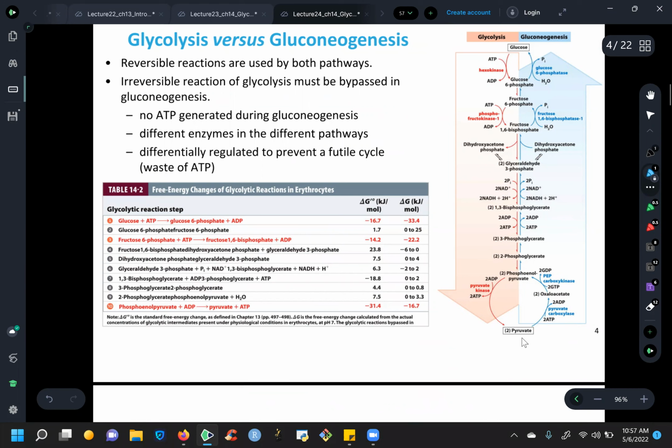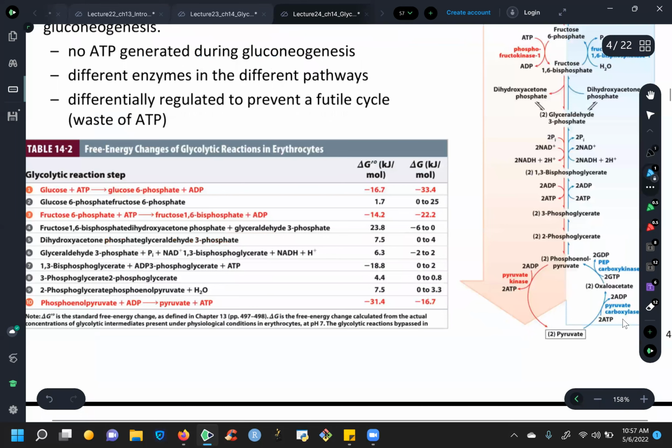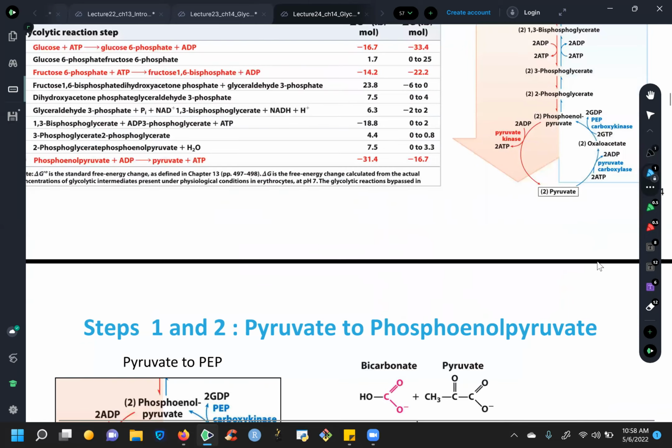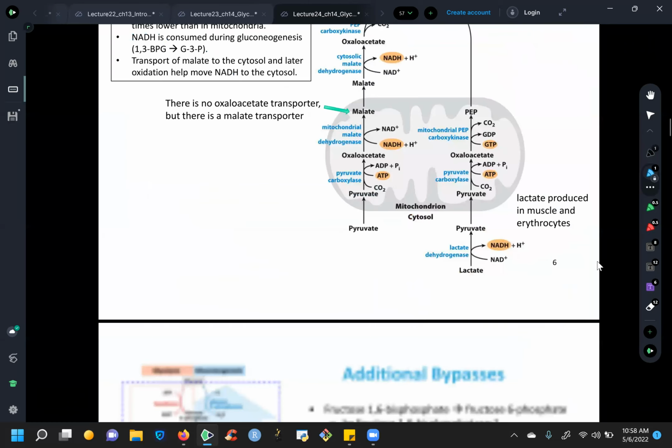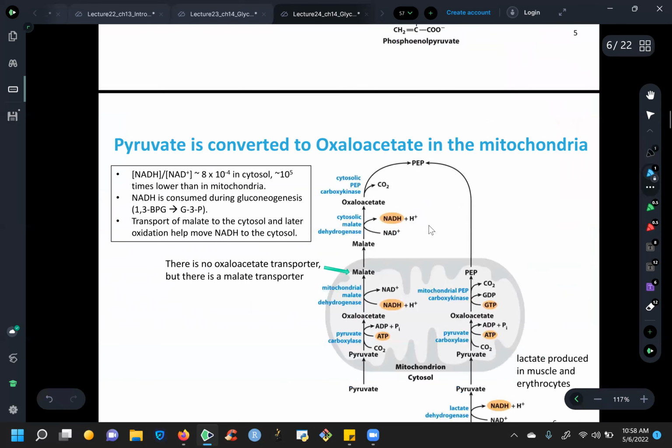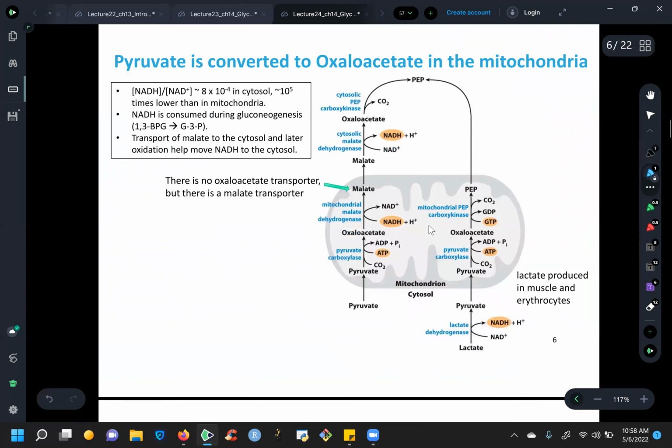Okay, now that we have pyruvate and we're going to stop the process of glycolysis, we actually need to start the process of gluconeogenesis. So we're going to start making glucose from pyruvate. So you can see that they're using these enzymes. The first enzyme is pyruvate carboxylase, and the second one is PEP, that's phosphoenolpyruvate carboxykinase. So that's what's happening. And there it is, phosphoenolpyruvate. So pyruvate is converted to oxaloacetate in the mitochondria.